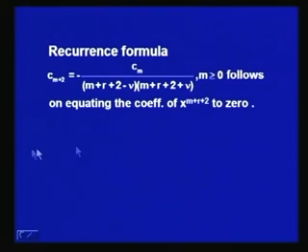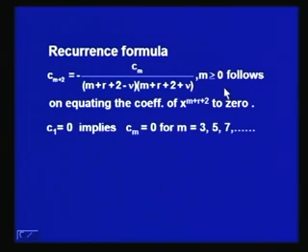Next, let us equate to 0 the coefficient of x to the power m plus r plus 2 in the equation. We will have c m plus 2 equal to minus c m over (m plus r plus 2 minus nu) into (m plus r plus 2 plus nu) for all m greater than or equal to 0, that is m equal to 0, 1, 2, 3 and so on.